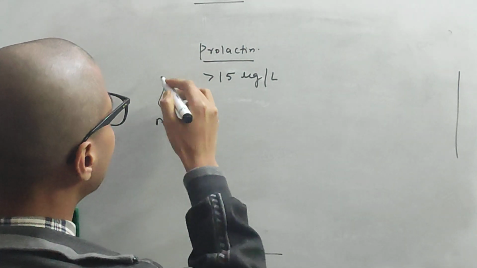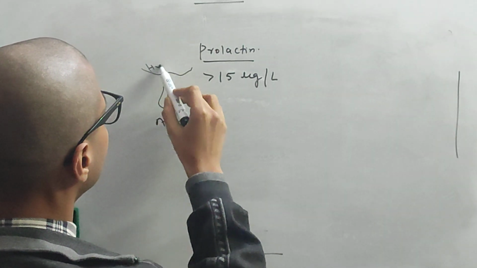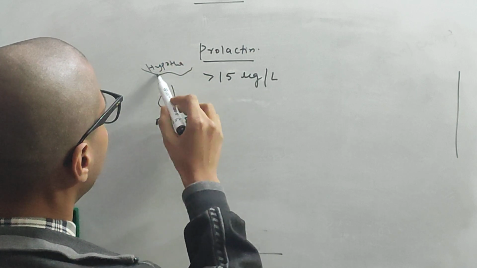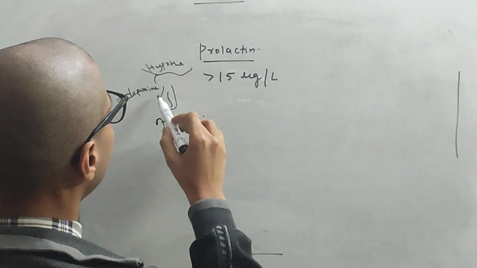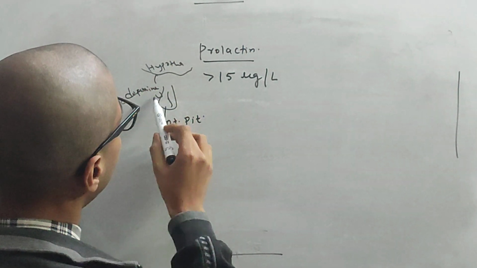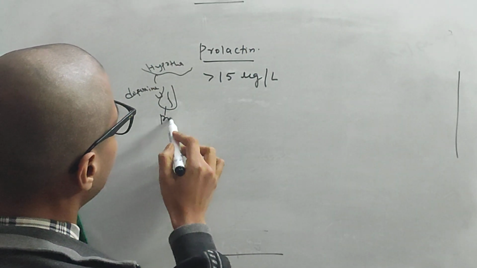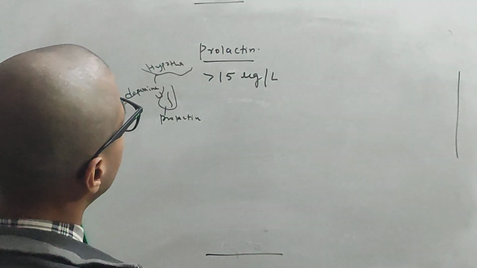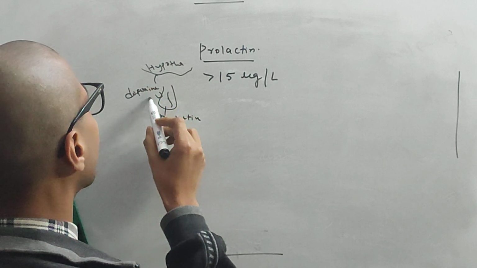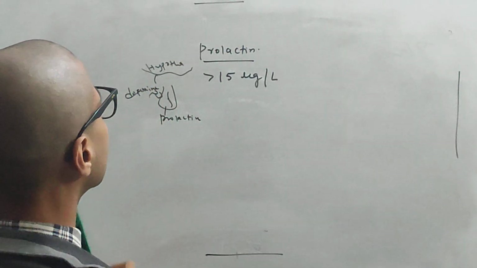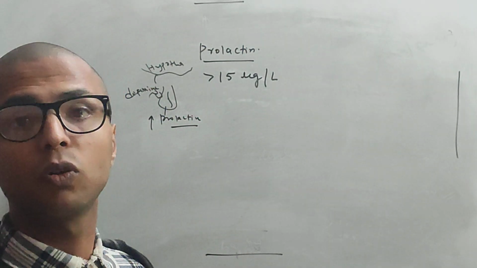And this prolactin is under inhibitory control of dopamine, which is secreted from the hypothalamus. So this is the hypothalamus and it secretes a molecule called dopamine, and this dopamine acts on receptors on the pituitary and inhibits the secretion of prolactin. So it is under inhibitory control of dopamine. So when you block this receptor, what happens? There is loss of inhibitory control and prolactin is secreted in larger amounts.